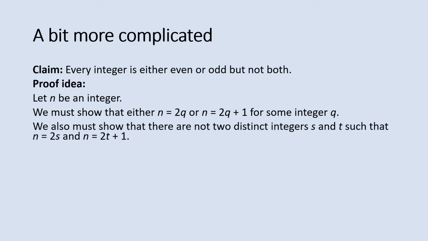And then for the "but not both" part, we have to show that there are not two distinct numbers, say s and t, two distinct integers, so that n is equal to 2 times s and n is equal to 2 times t plus 1. So there's nothing about the definition that would preclude such an occurrence. There's nothing that would make it obvious that you can't have 2 times s and 2 times t plus 1 equaling the same particular number.